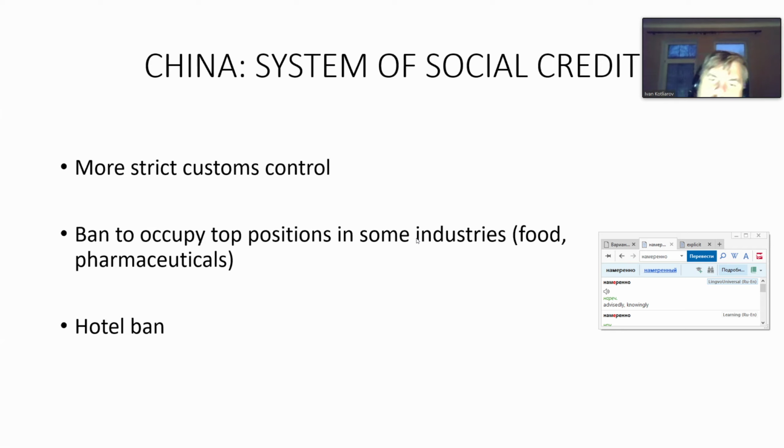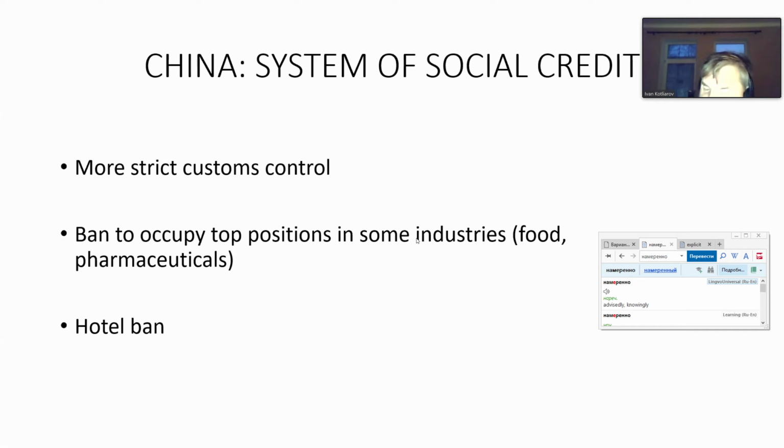Yes. Okay, you may be subject to a more strict customs control. And a ban may be imposed on you to occupy top level positions in some industries, mainly in the food industry and in pharmaceuticals. So these industries, as you understand, have to deal with social security actually, with human security, I would say. And if you are not a reliable person, you should not occupy top positions in such branches of economy. Guys, do you understand?